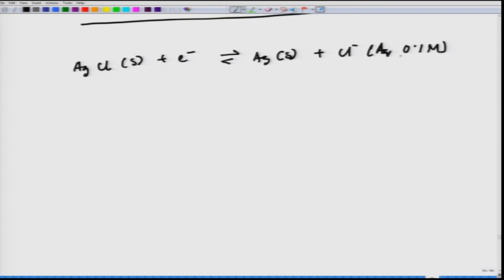0.1 molar, and E0 plus is 0.222 volt. Okay. But what is the reaction in the left cell?